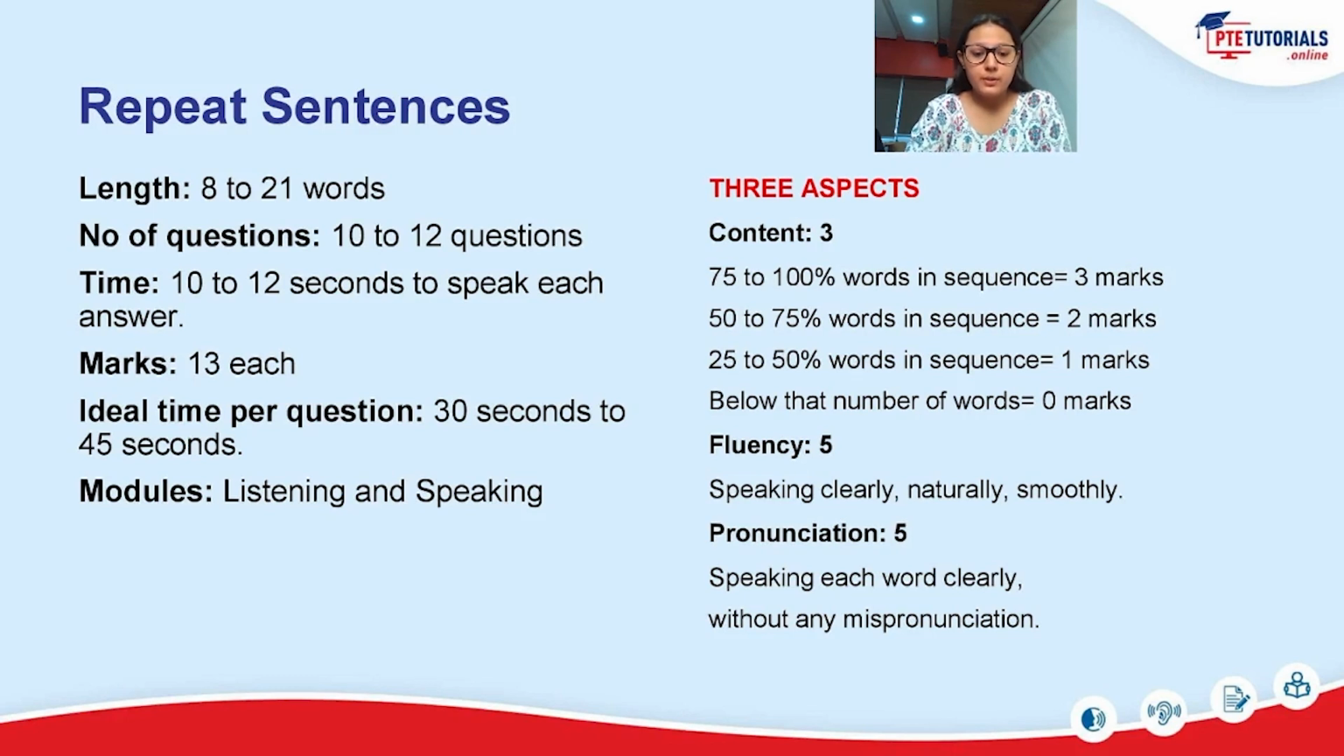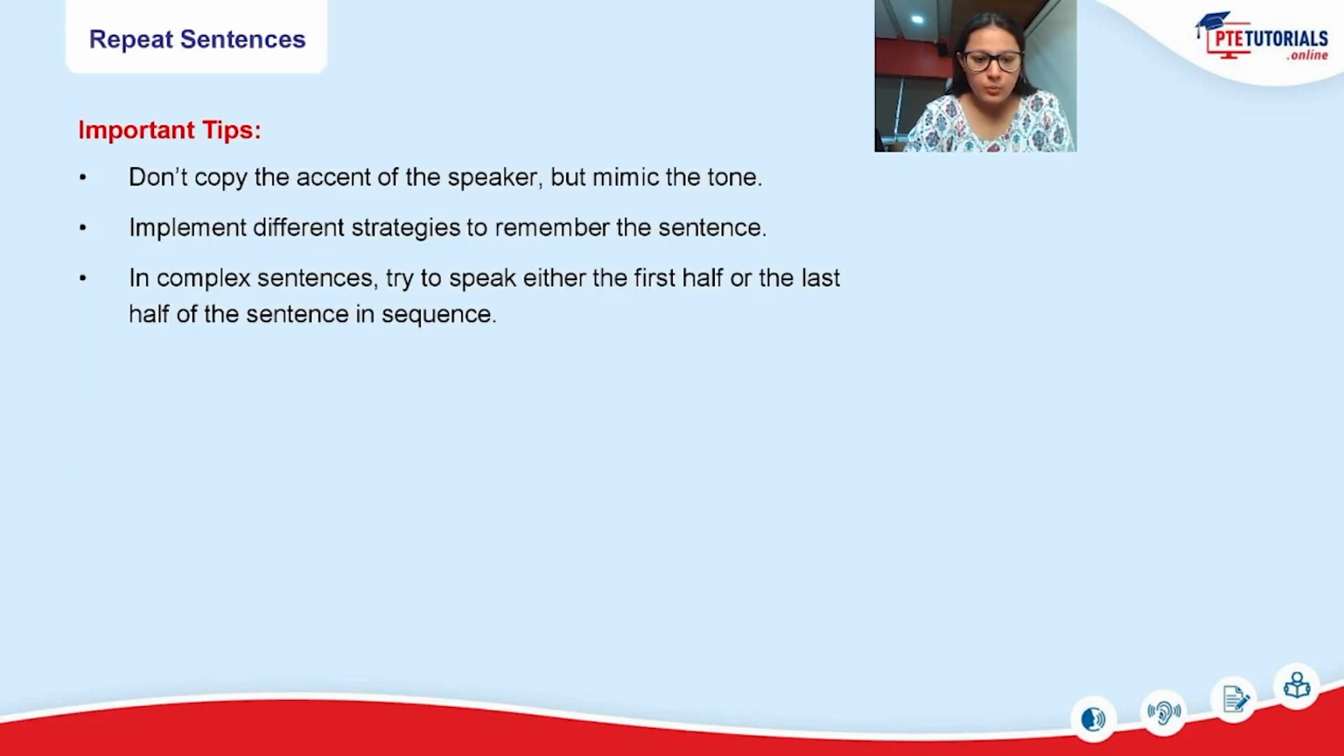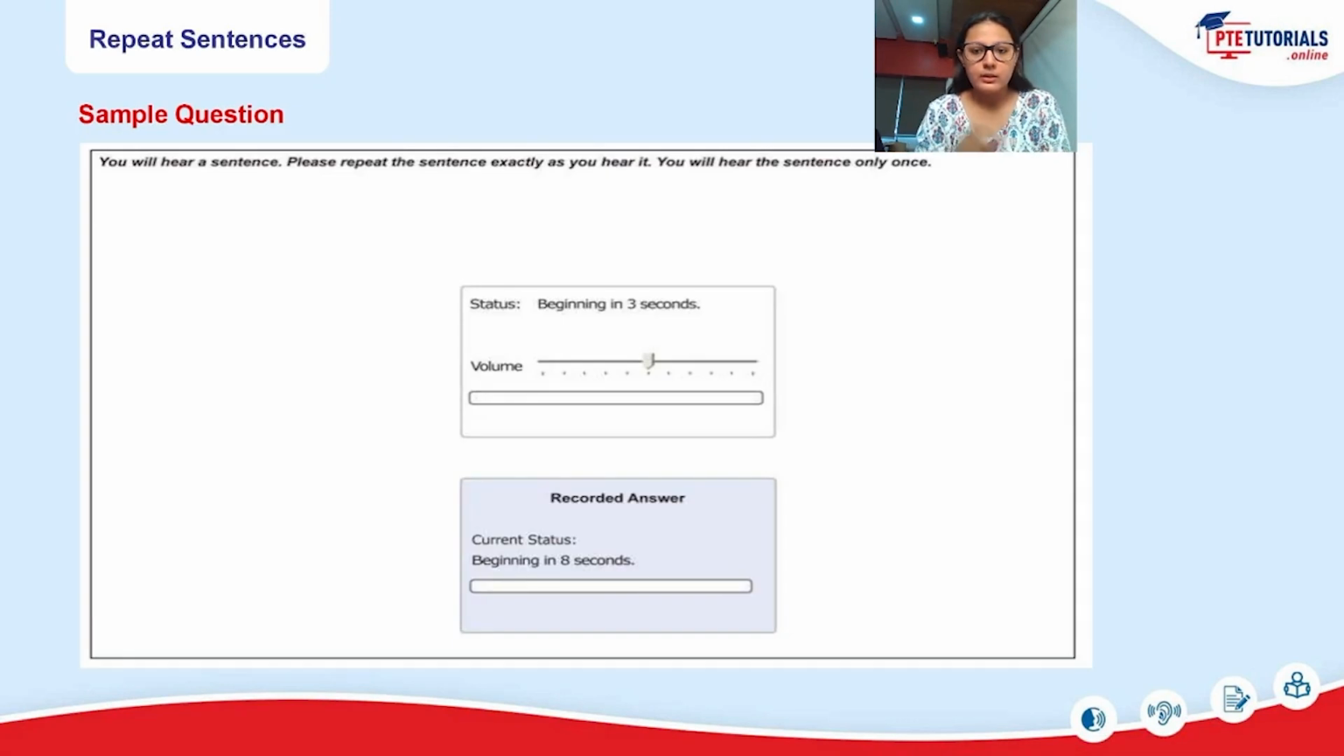Alright, jumping to repeat sentences, that is the second most important integrated task of PTE exams, and it gives the score for speaking and listening. Why so? The logic is very simple. We will get the audio and then the answer time. We have to listen to that particular audio and speak out the answer. What will be there in the audio? There will be one particular sentence, as they say, the repeat sentence.